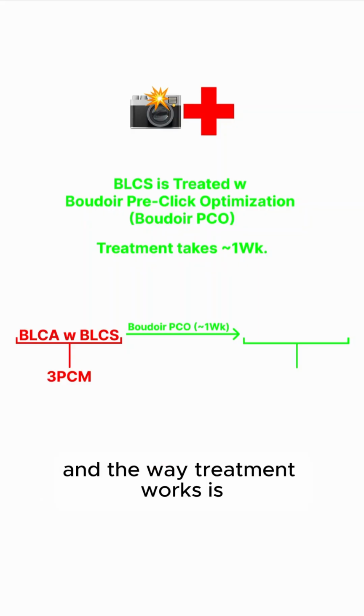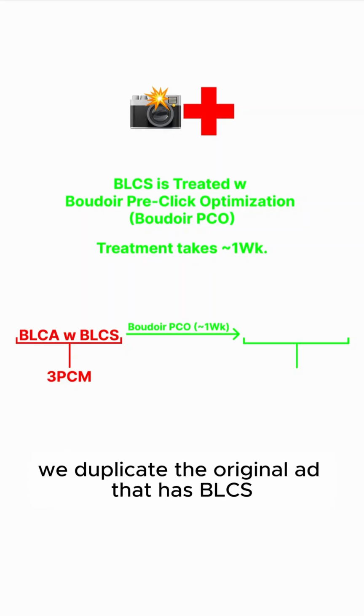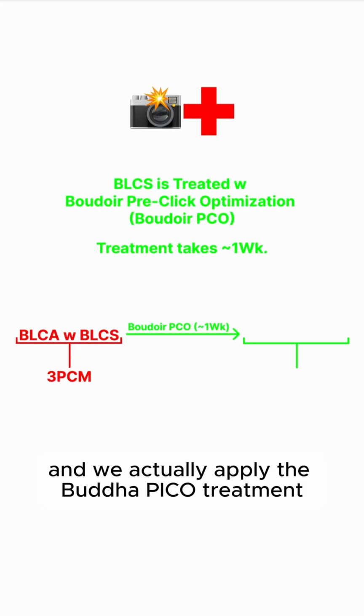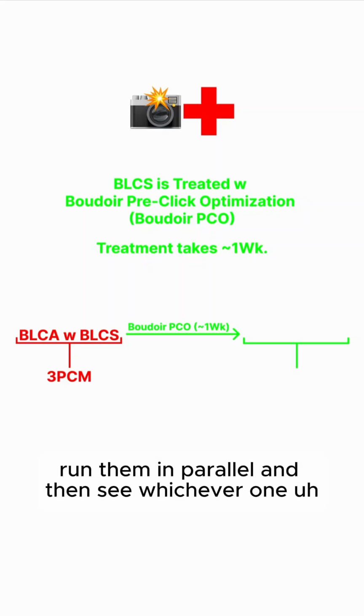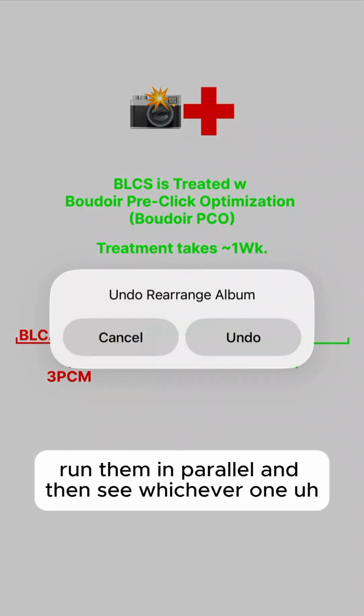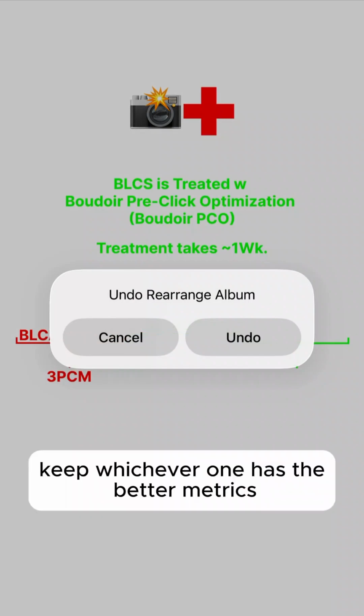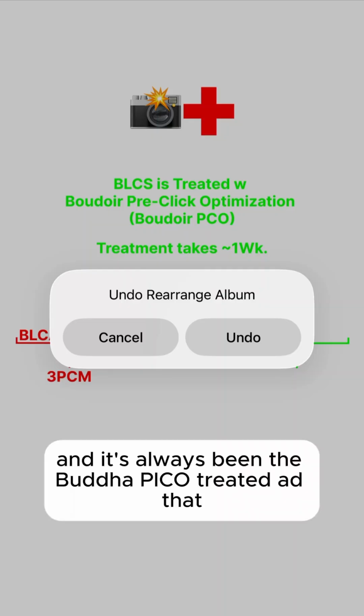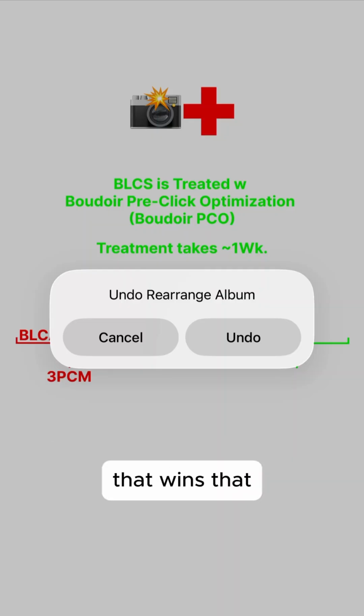And the way treatment works is we duplicate the original ad that has BLCS. We leave the original ad as it is. And we apply the Boudoir Pico treatment to the duplicated ad, run them in parallel, and then keep whichever one has the better metrics, better unique CTR. And it's always been the Boudoir Pico treated ad that wins.